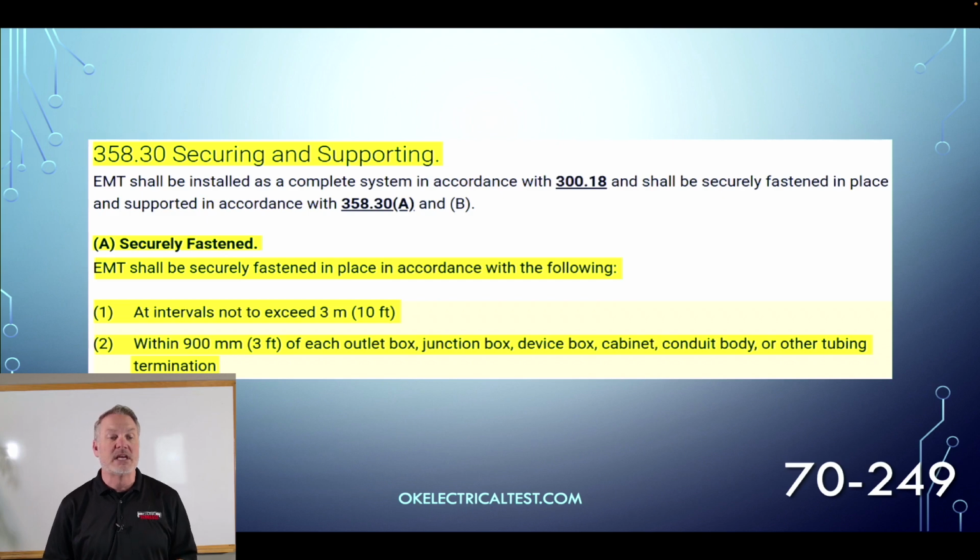Let's move to 358.30, securing and supporting. Securing and supporting a what? EMT. And letter A, we've got securely fastened. EMT shall be securely fastened in place in accordance with the following. Number 1, at intervals not to exceed 10 feet. And then number 2, within 3 feet of each outlet box, junction box, device box, cabinet, conduit body, or other conduit termination or tubing termination.